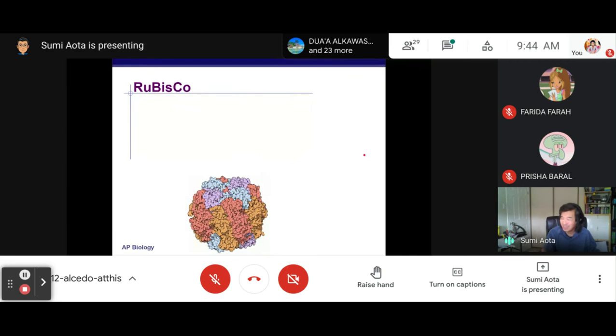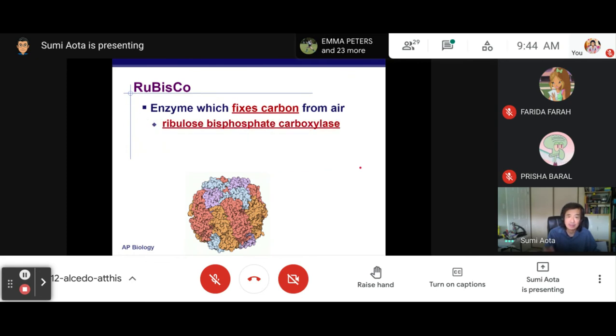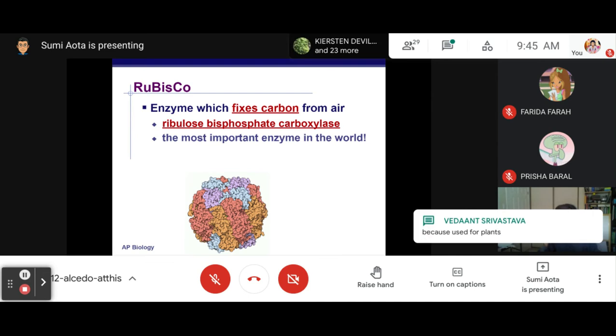Okay, so Rubisco, the enzyme that fixes carbon dioxide, is probably the most important enzyme in the world. Why? Not only is it used for plants, right? Animals, heterotrophs, couldn't exist without the existence of Rubisco.